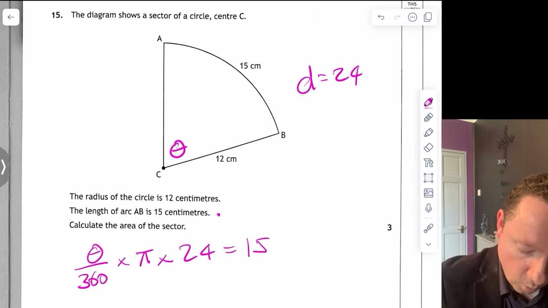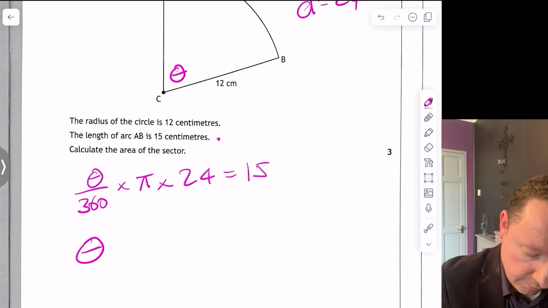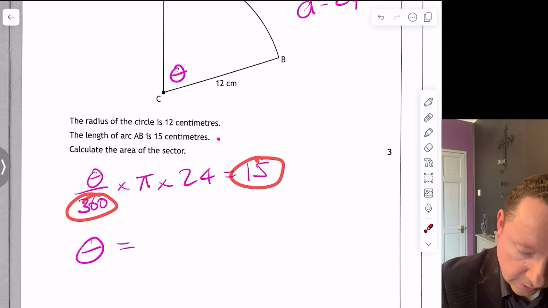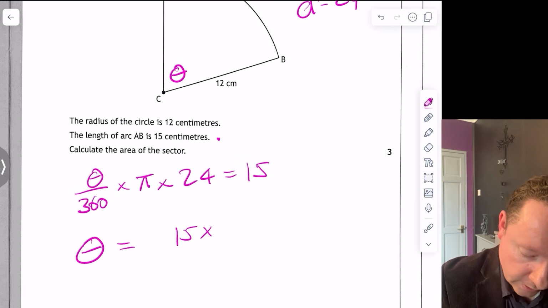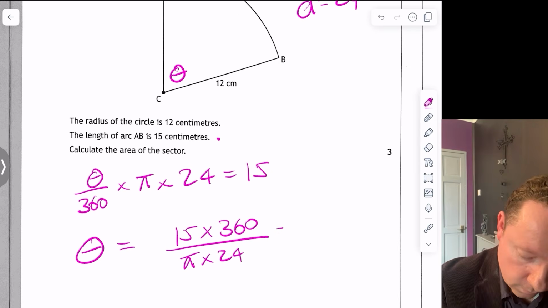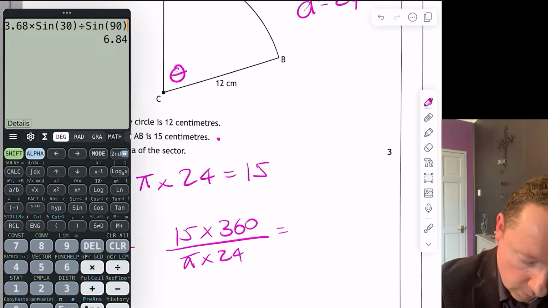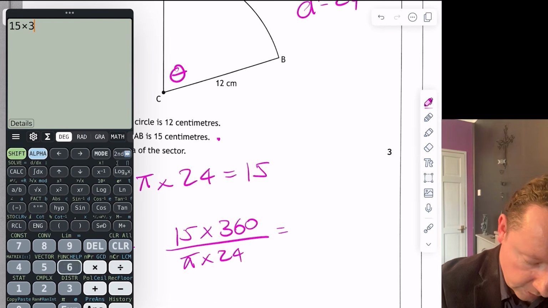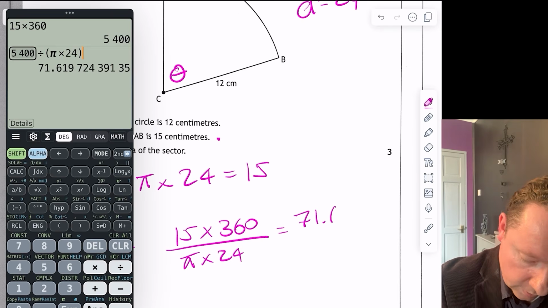So working backwards from there, I can immediately get theta, so I always do it this way. I've divided by 360, so I times this side by 360. 15 times 360, all divided by pi times 24, because that's on the bottom. 15 times 360 divided by, open brackets, pi times 24, is 71.6 degrees.